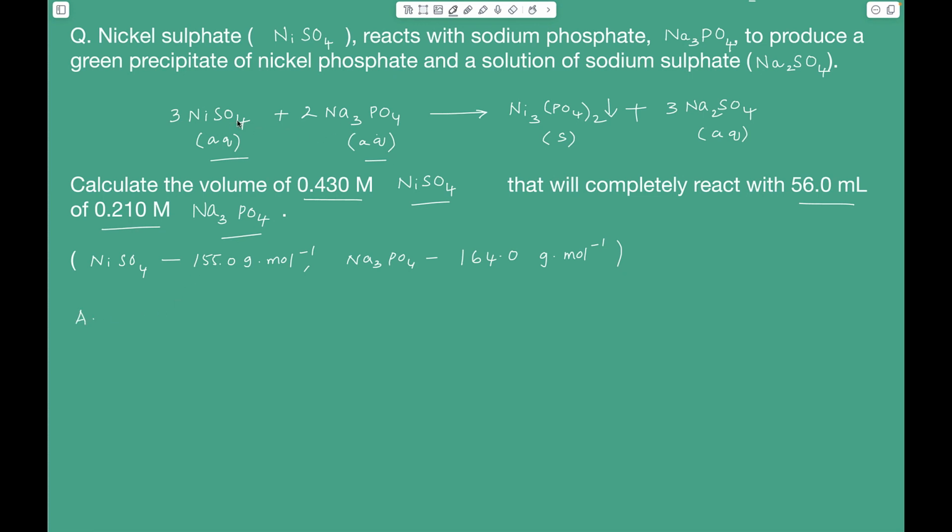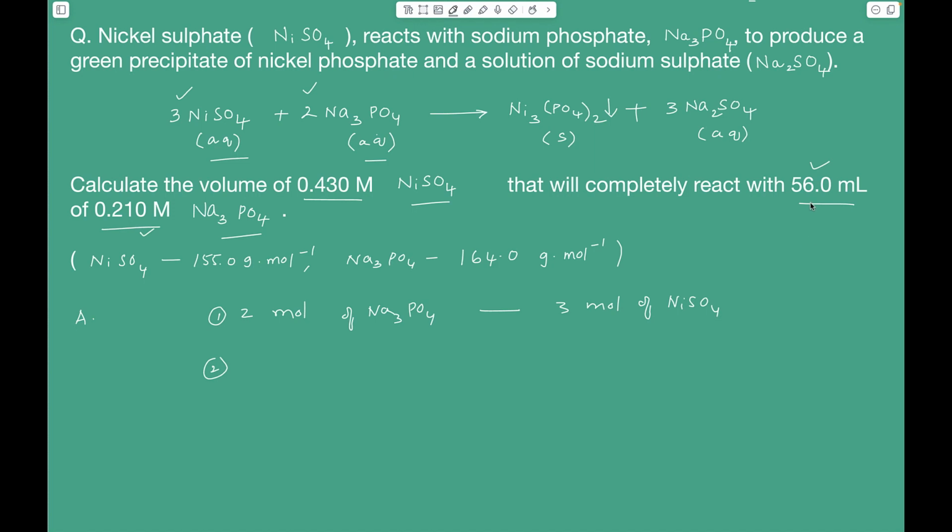Now, from these stoichiometric coefficients, we understand that 2 mole of sodium phosphate reacts completely with 3 mole of nickel sulfate. That is what these stoichiometric coefficients mean. Now, how many moles of sodium phosphate did we take? That is not given in the question. But we are given the volume and the concentration of the sodium phosphate solution taken.